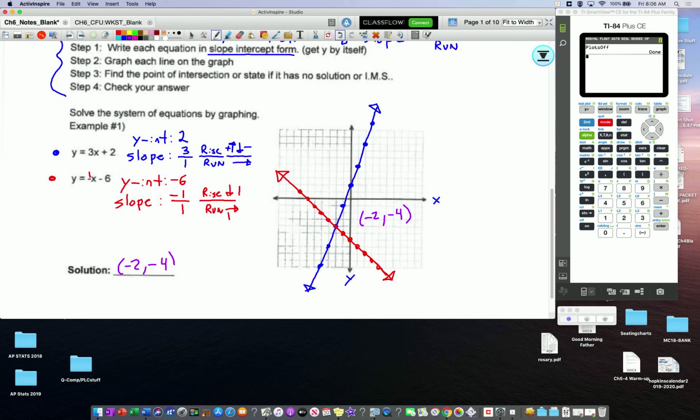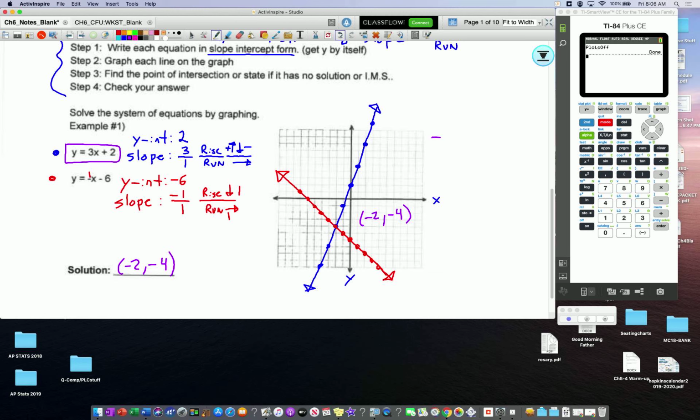Now, one of the last things I do is I like to check. So just to do a quick check, I'm going back to this equation and seeing if it works. I'm going to do this way over here since I got a little space over here.